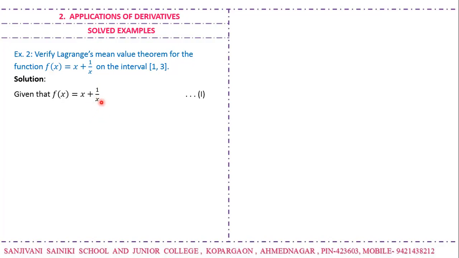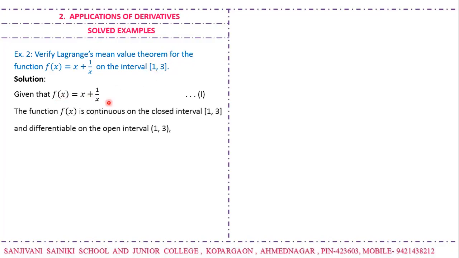We don't know what will happen when the denominator becomes 0, that is when x becomes 0. But 0 doesn't belong to this interval, so on this interval this function will not have any problem. So the function f of x is continuous on closed interval 1 to 3 and differentiable on the open interval 1 to 3. So both the conditions of the Lagrange's mean value theorem are satisfied. So the LMVT theorem is applicable for this function.